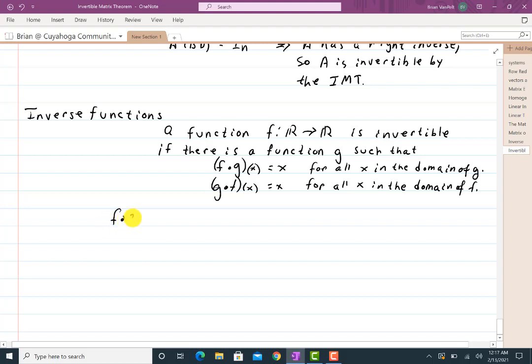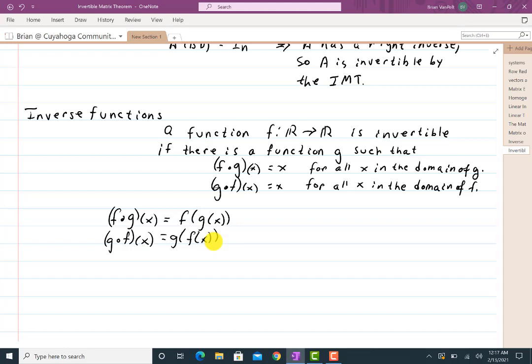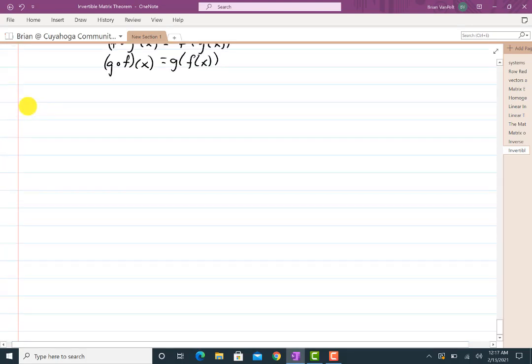And you knew this. F circle G, for example, of x is no different than F of G of x. And similarly, G circle F of x is the same as G of F of x. So we're going to come up with an inverse for linear transformations based on this definition here. So let me go ahead and do that.